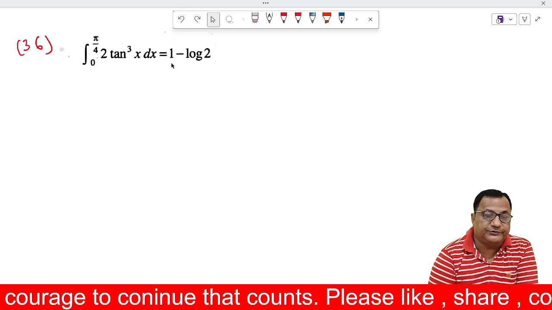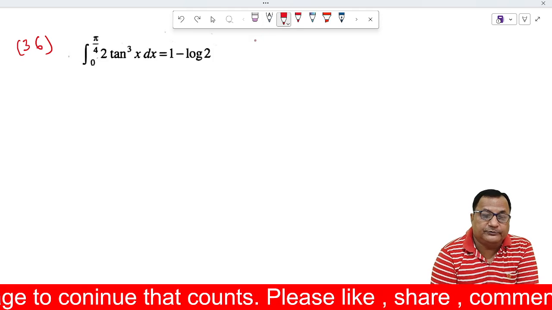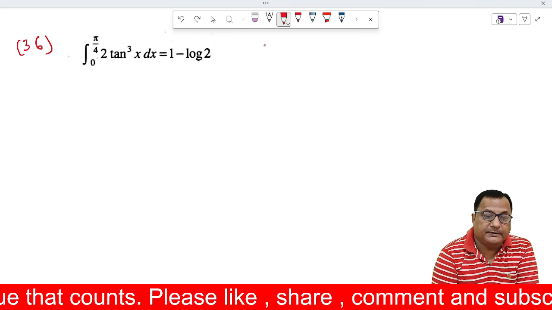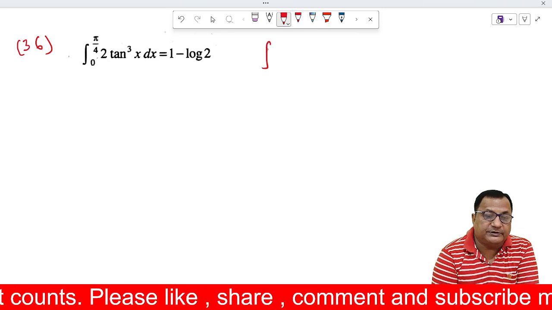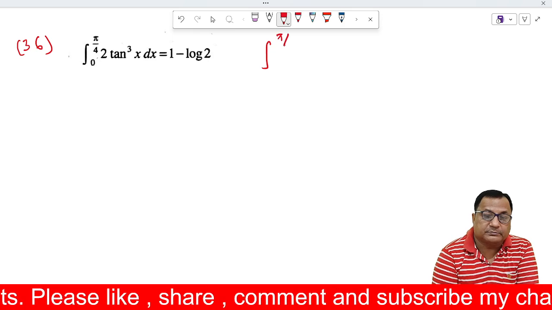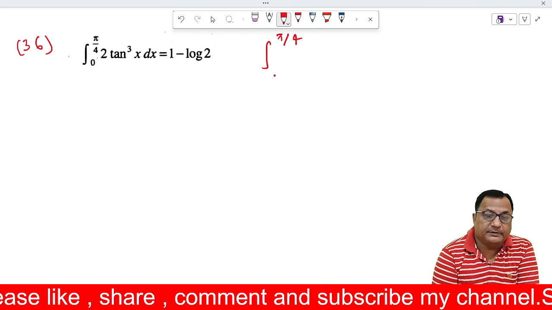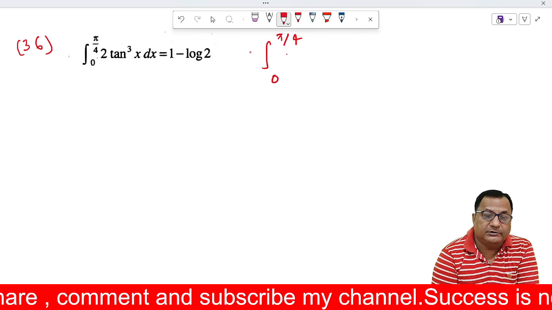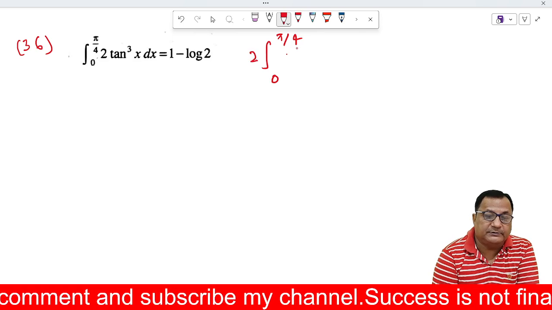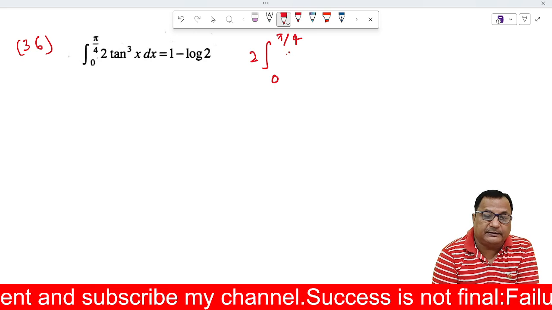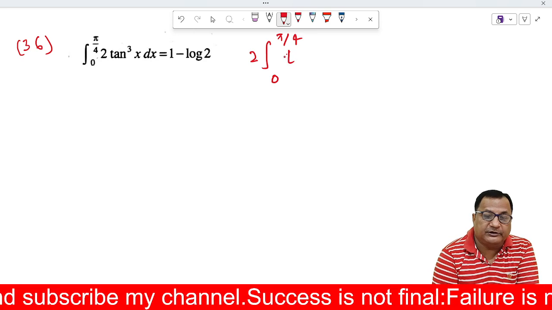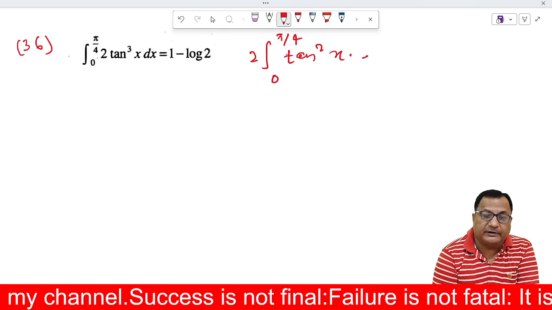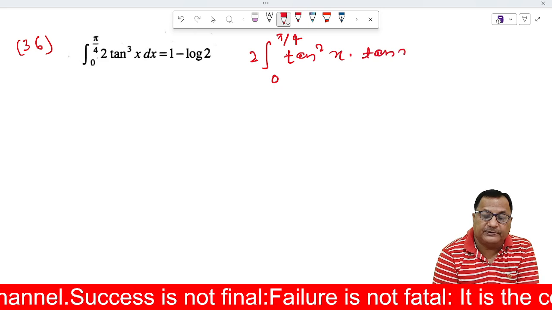We have to prove this. So first, we take the integral from 0 to pi by 4. We can write the 2 outside, and tan square x into tan x. This can be written.